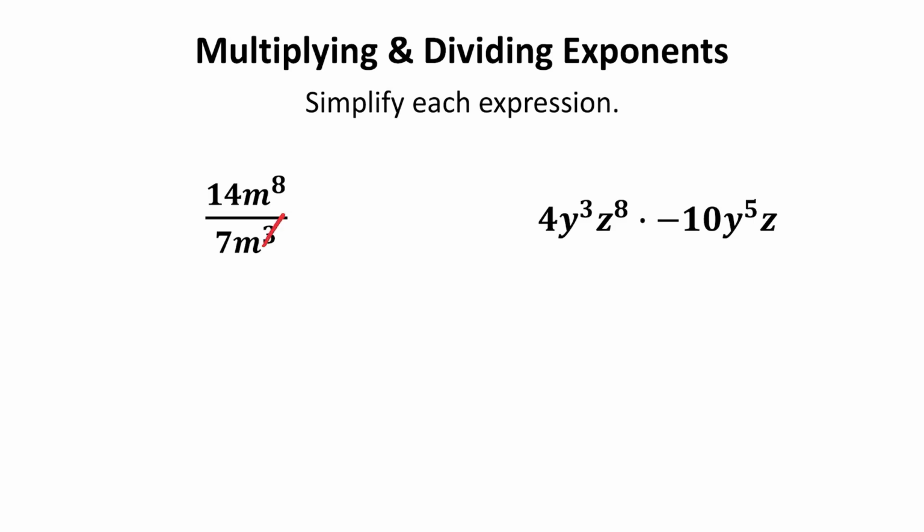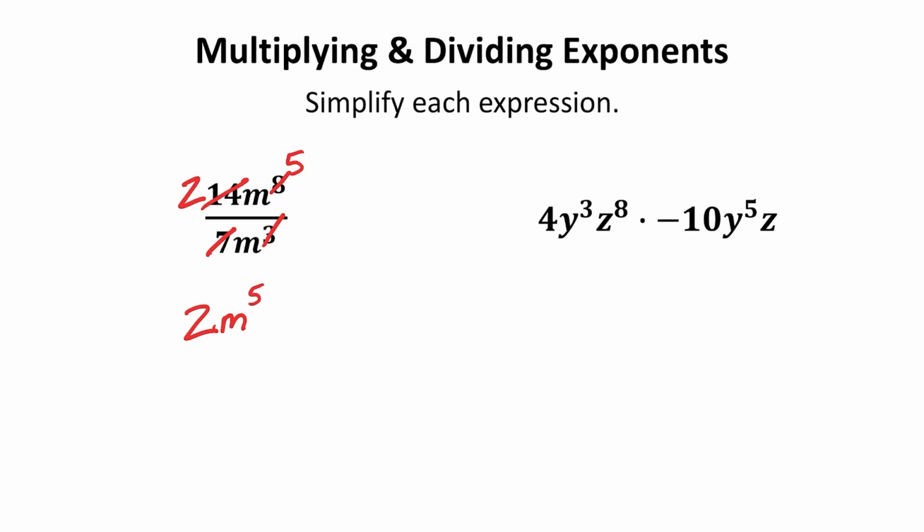What you do is you mark that out, and we know there is a 5. 8 minus 3 is 5, so there's 5 left over up here. Then we cancel here. 7 and 14 reduces. You get 2, so our final answer will be 2m to the 5th, because 14 divided by 7 is 2, and the m's are on top.